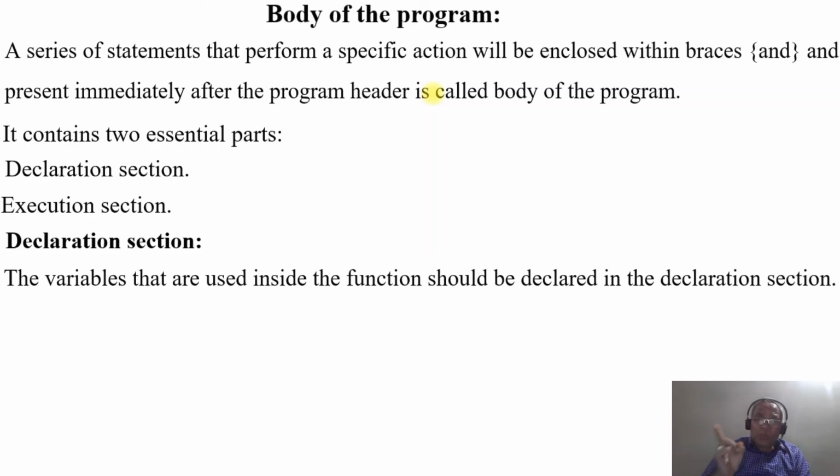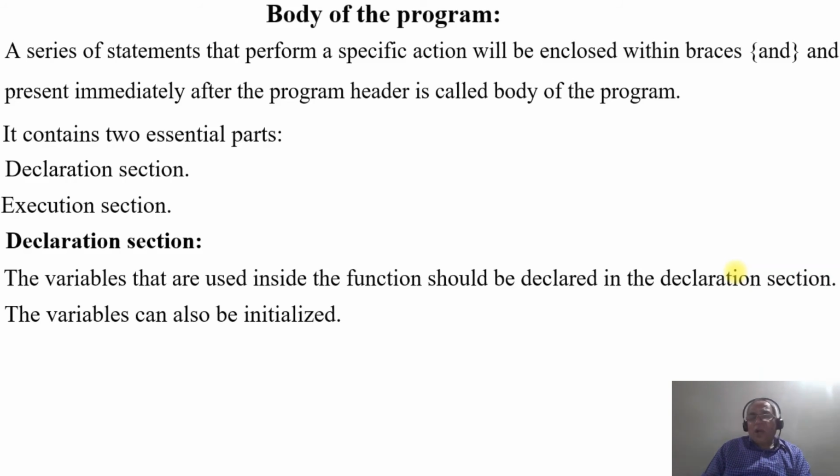The variables that are used inside the function should be declared in the declaration section. Whenever you write a program, first you need to identify which variables you have. Those variables should be declared in the declaration section. You give the name and declare the variable, then only you can use that name in the body of the program. That is how we need to declare the variables.